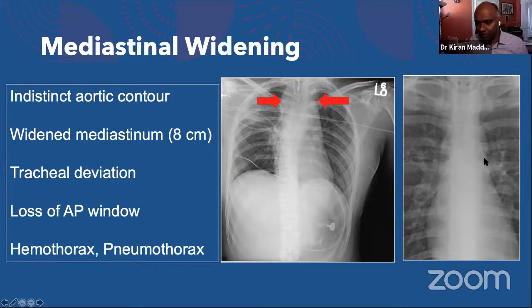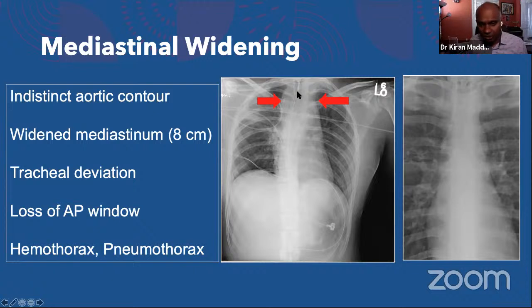So compare with the normal aortic contour here. This has a very indistinct contour; you have to search for the contour of the aorta in this image, which is seen through a soft tissue window. And mediastinal widening is called when it is more than 8 centimeters, but I don't go with the measurement at all. I go more with the way the superior mediastinum looks.